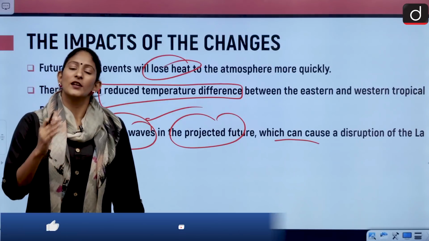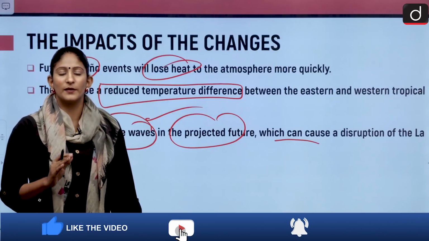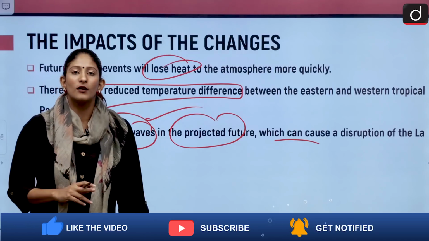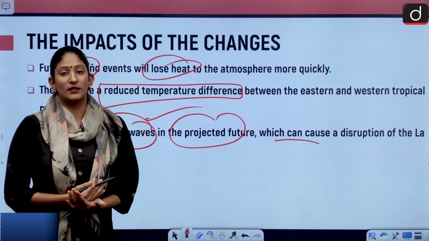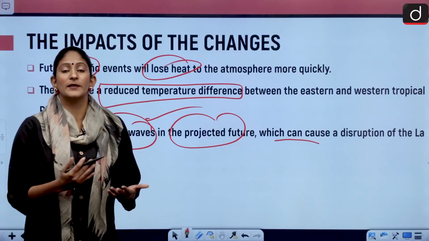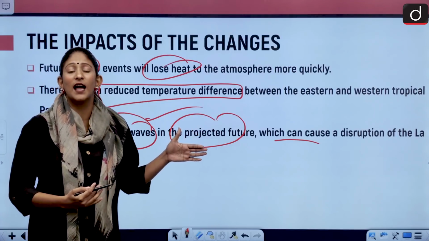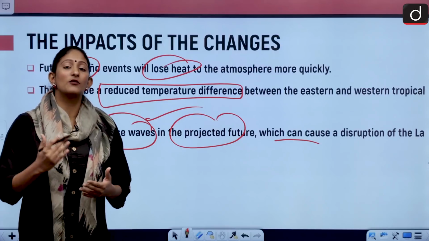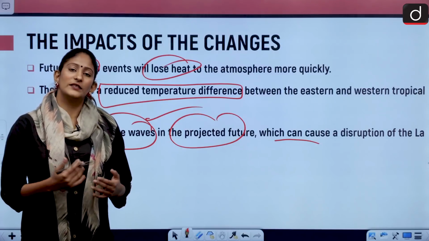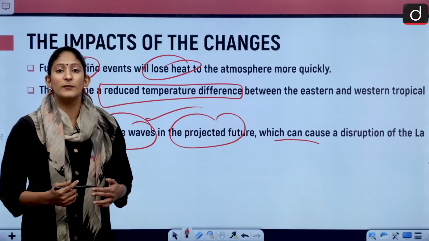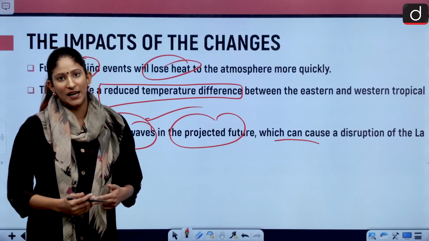the disruption of La Nina. Now, if we go per the logic, of course, when very important climate and weather patterns get disrupted, these weather patterns have set in for thousands and thousands of years. Now, if they get disrupted, of course, there will be a change in the climate as well.